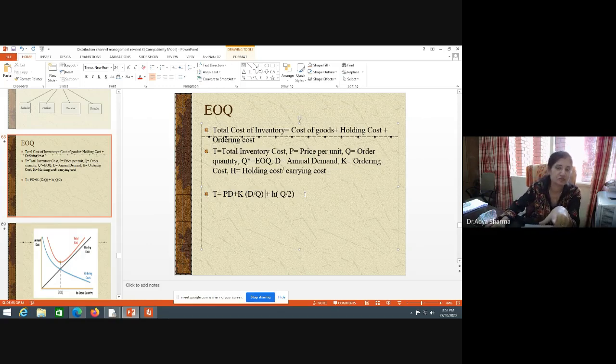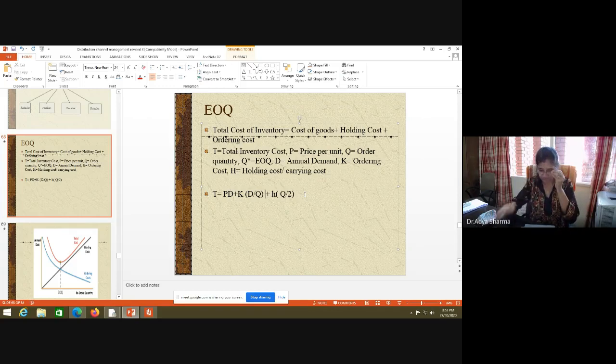Why will we do differentiation of this equation? Because we want the rate of change of the total cost to be minimum. We want to find that point where the rate of change of the cost is 0 with respect to quantity. So we will differentiate this with respect to quantity, which is Q.